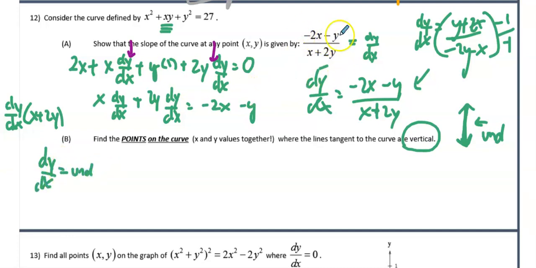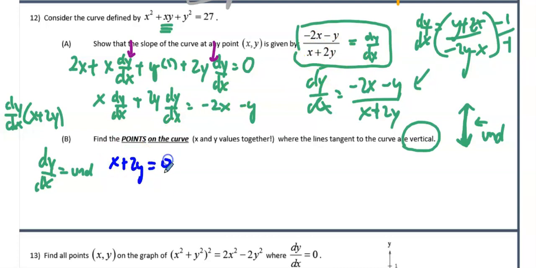So what does that mean in respect to this? Because this is our dy/dx, right? So let me change the color up because it's getting a lot of green here. And so when I do this, if I set x plus 2y equal to 0, then that's going to make this derivative unfortunately undefined. If this had been horizontal, then you would have set the numerator equal to 0, and actually let me just write this down.